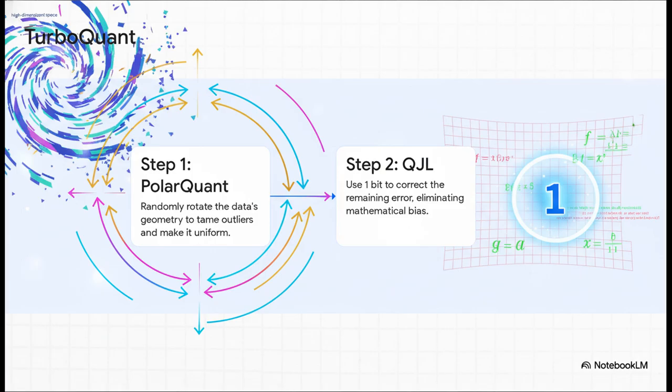Google's answer was called TurboQuant, and it's basically 2 steps. First, you rotate the vector. It's a random turn deep in high-dimensional space that just spreads the energy out, tames those outliers. It makes the data uniform. Then comes step 2, a little 1-bit trick, an error checker called QJL that uses a single bit of information to make the math honest. It's a shift in geometry, not a reduction in information.